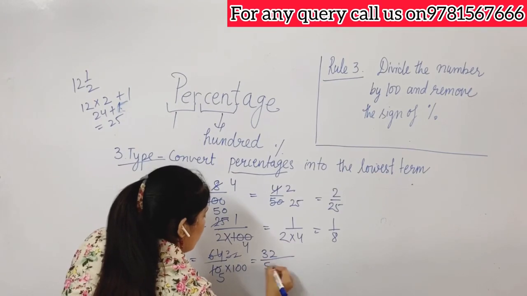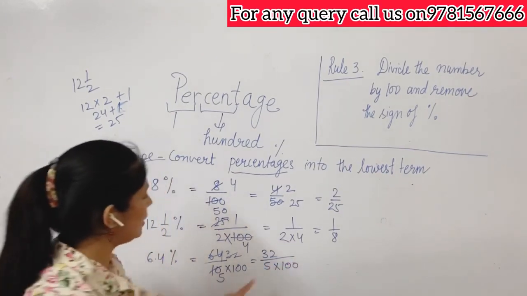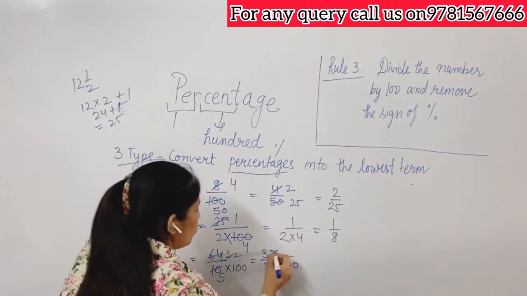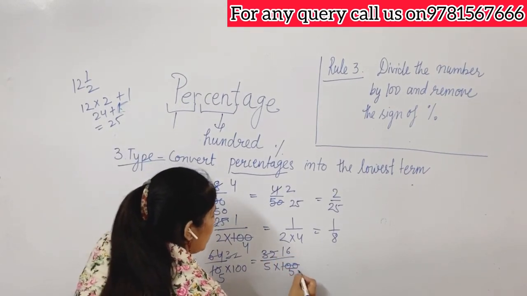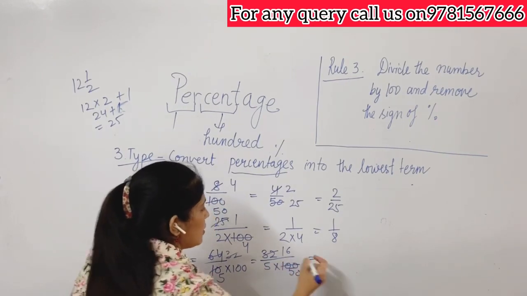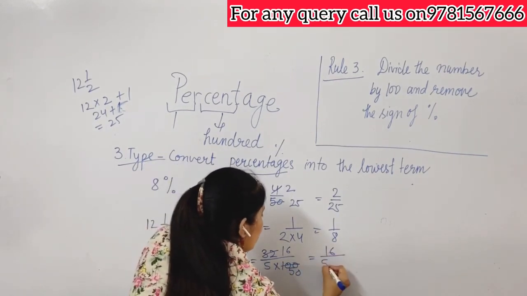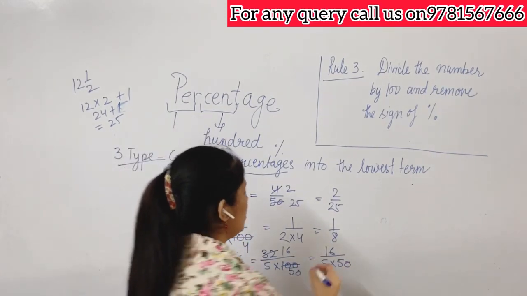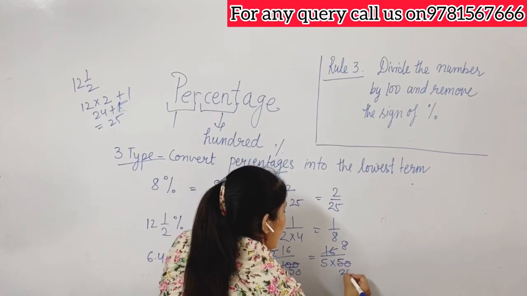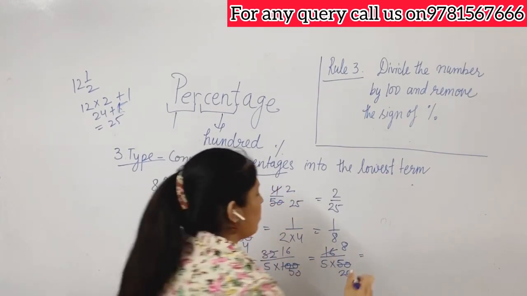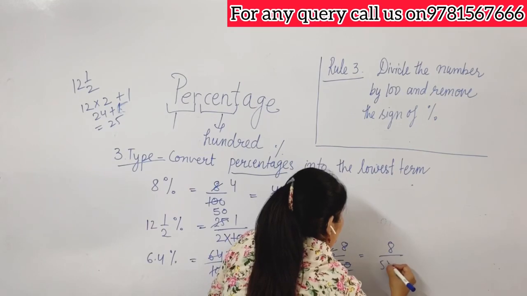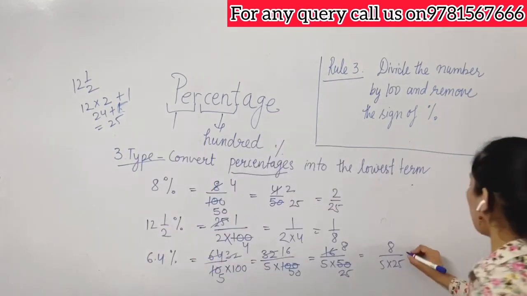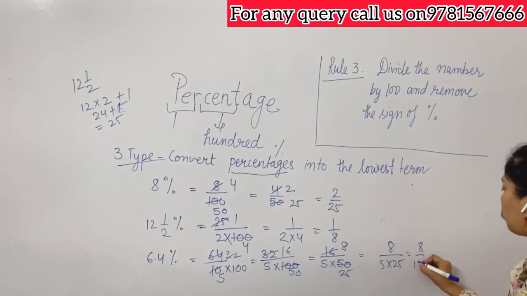32 upon 5 into 100. Now again, these two are even numbers, so they can be cancelled out again with the table of 2: 16 and 50. Now 16 upon 5 into 50. Now again we can cancel it out by the 2 table. 2 eights are 16, 2 twenty-fives are 50. Can anything be cancelled out again? 8 is an even number. 5 and 25 are not even numbers. Okay, so now we cannot cancel it out. The answer is 8 upon 125.